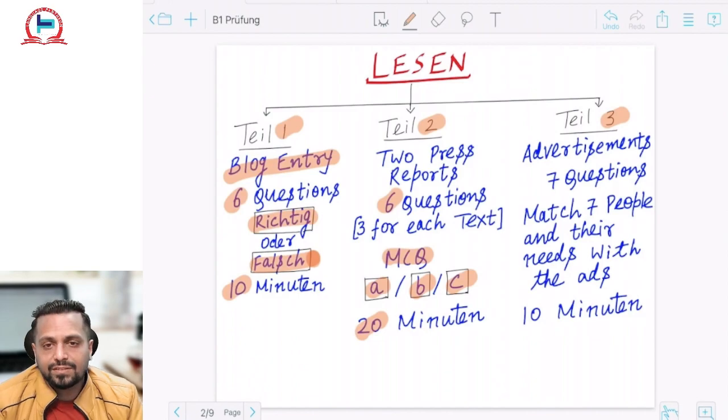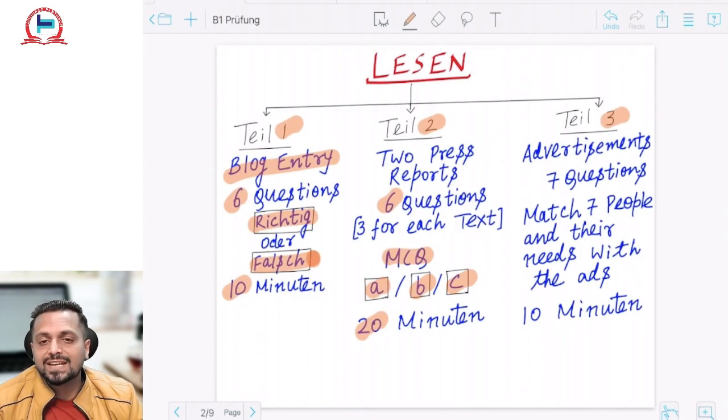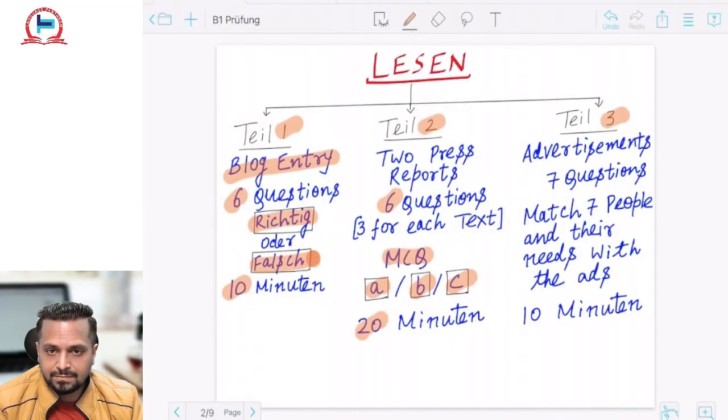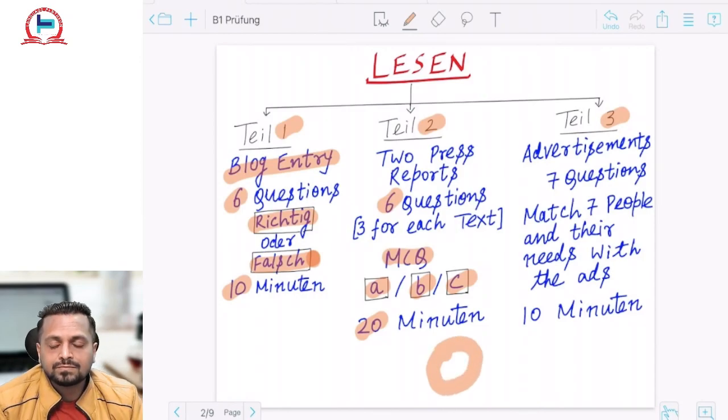Teil 3 is advertisement based. There are 7 different people and the different needs and requirements of these 7 people are mentioned. And there are 9 advertisements. You have to match the people with the advertisements based on their needs and requirements. One very important point to note here is that for 1 out of the 7 people, you will not be able to fit any advertisement. Here you are going to mark null. As in none of the advertisements are going to fit with this particular person.